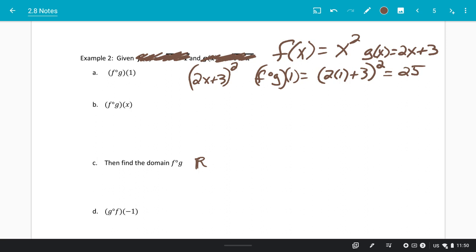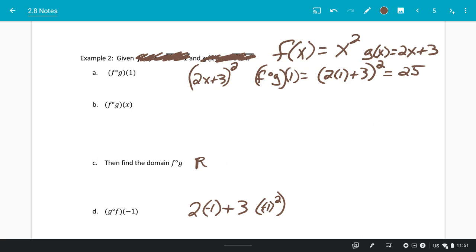Cole, you get that one done? Yeah. Go ahead. I have 2, and then times negative 1, and then plus 3, and then x squared in parentheses. But negative 1 is into the x. And then I got 1.